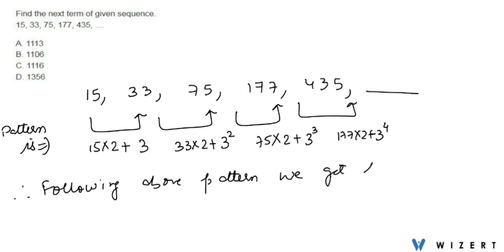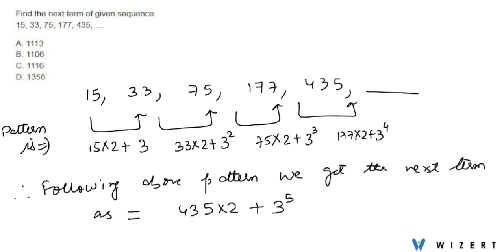we get the next term as 435 multiplied by 2 plus 3 to the power, there was 4, so next term will be 3 to the power 5. So this is equal to 870 plus 3 to the power 5, which is 243. So this sum will be equal to 1113.